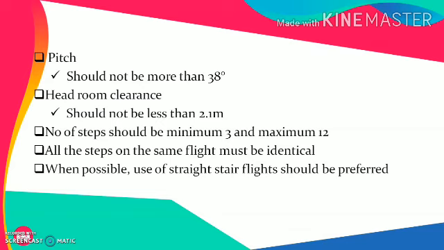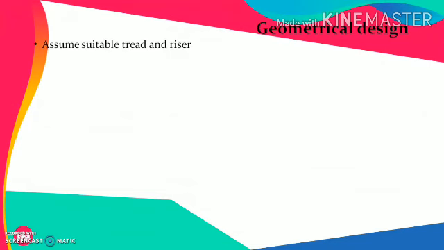When possible, use of straight stair flight should be preferred. Geometrical design. So assume suitable tread and riser. Number of risers can be calculated using a formula of floor to floor height divided by the assumed rise.